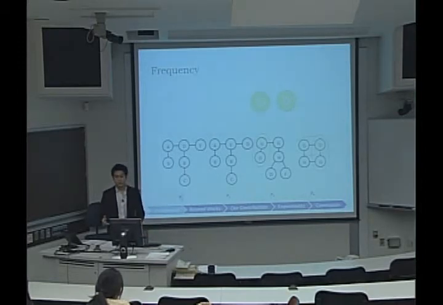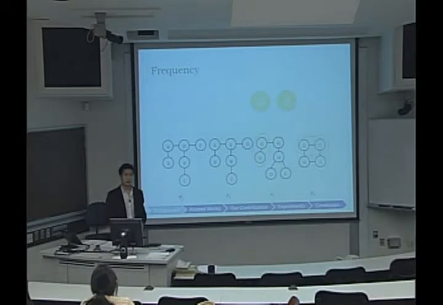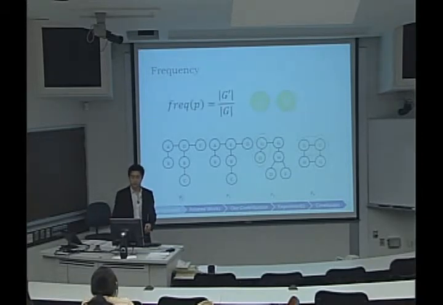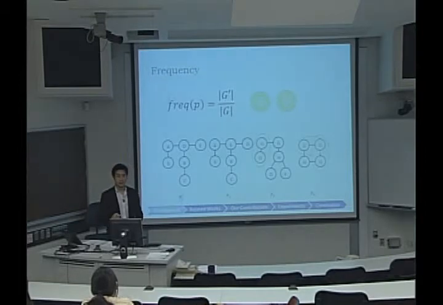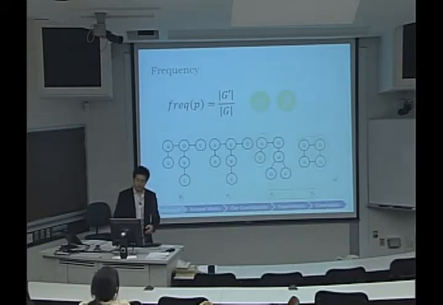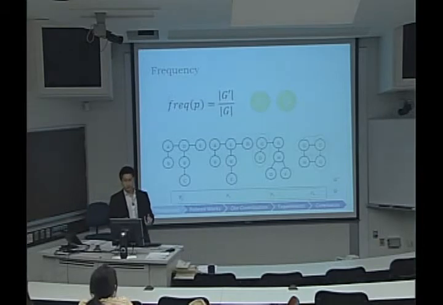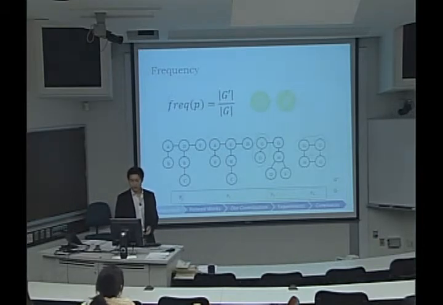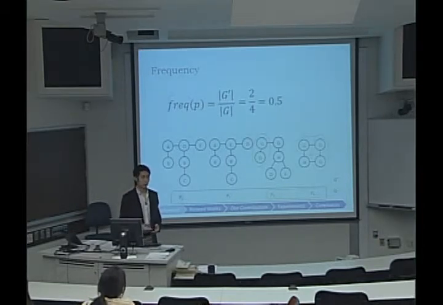Carrying the example of pattern G-D even further, we define the notion of pattern frequency. Pattern frequency is defined as the ratio of the cardinality of the set G prime divided by the cardinality of the set G, where G prime is simply the subset of the graph set that supports the pattern, and G is the total graph set. So in this example, pattern G-D has frequency 2 over 4, or 1/2.